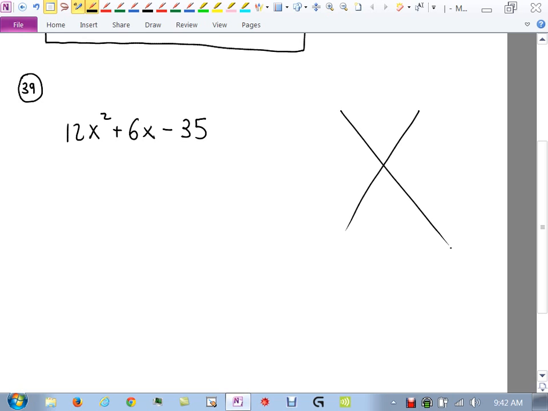You would do this, right? You would multiply 12 times negative 35, which is negative 420.